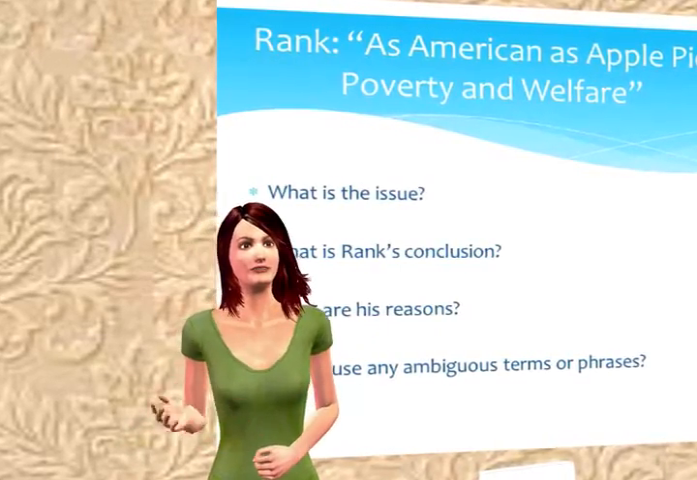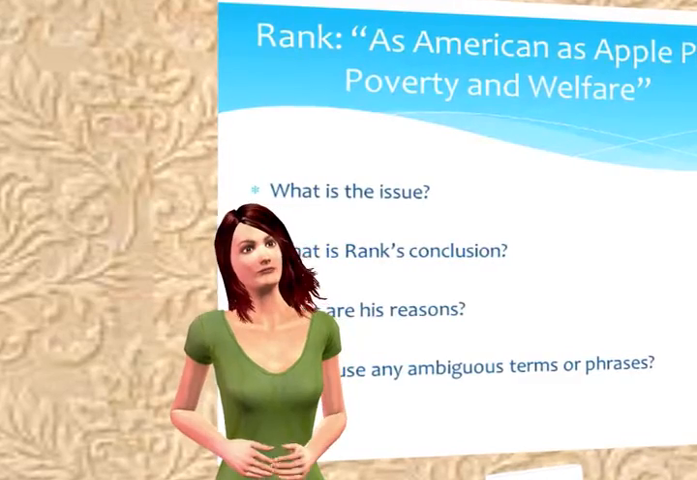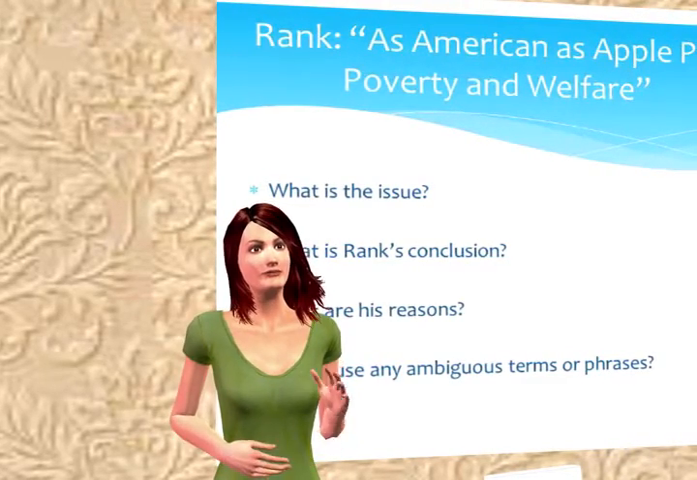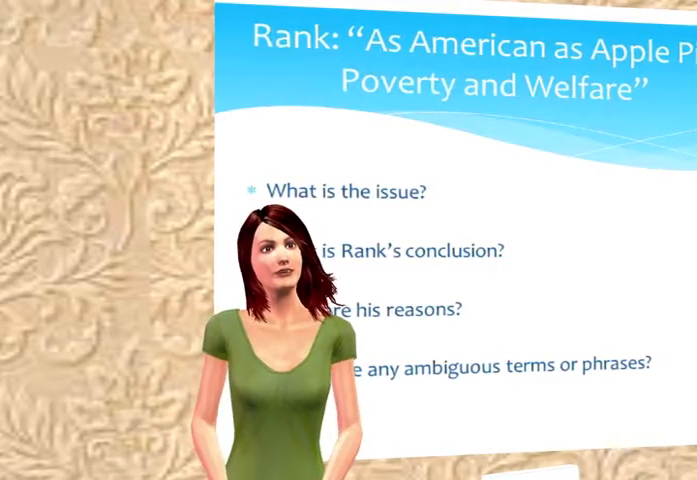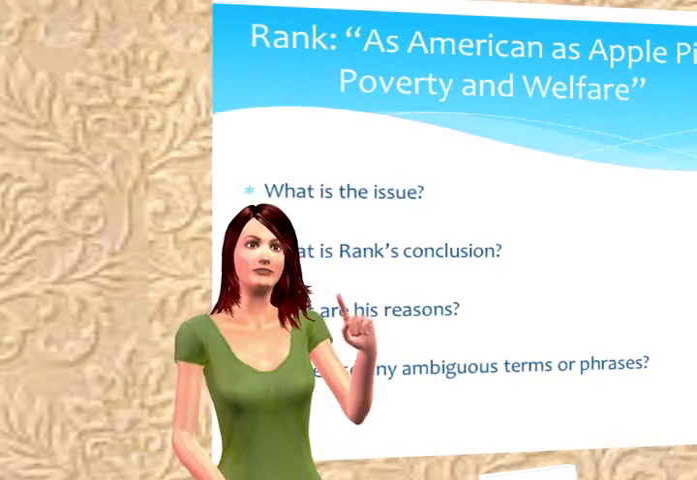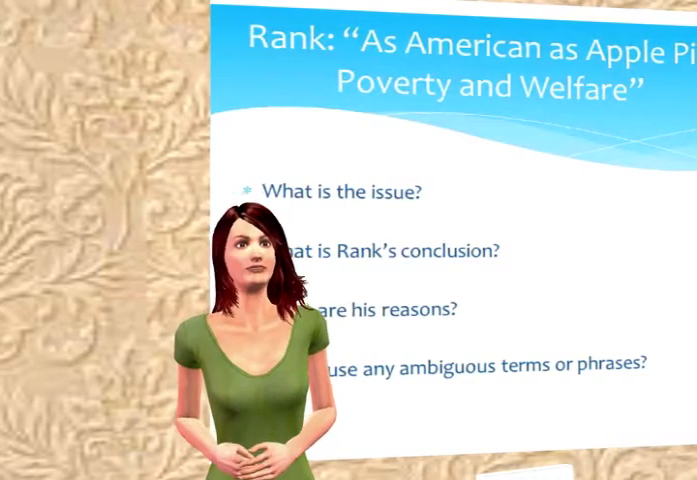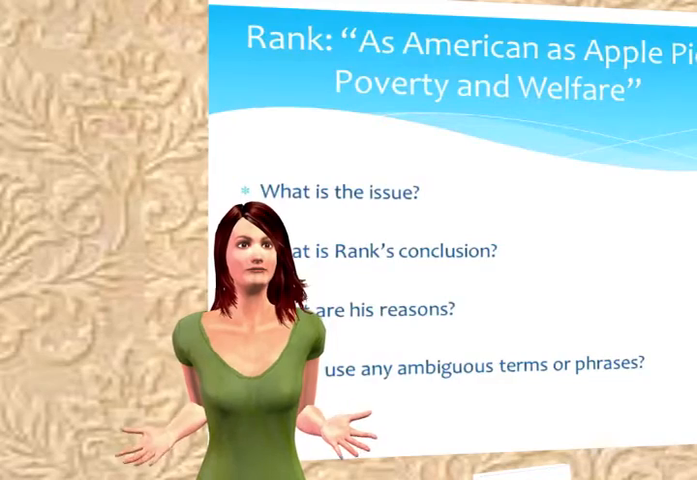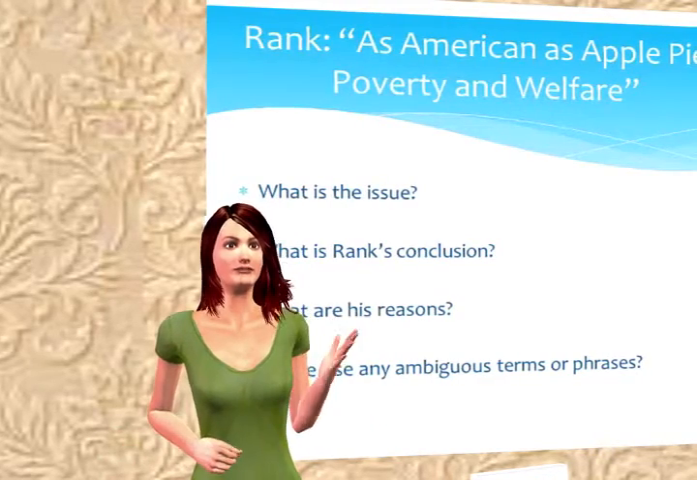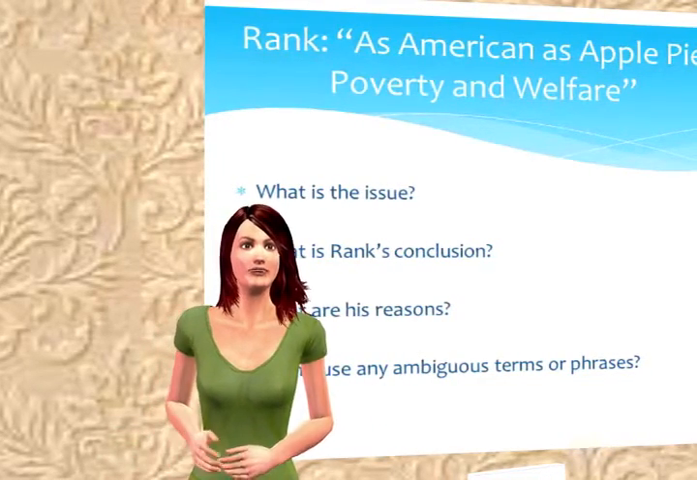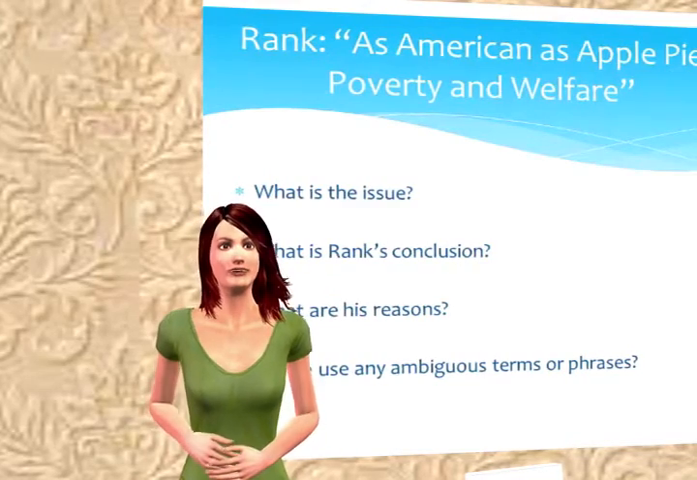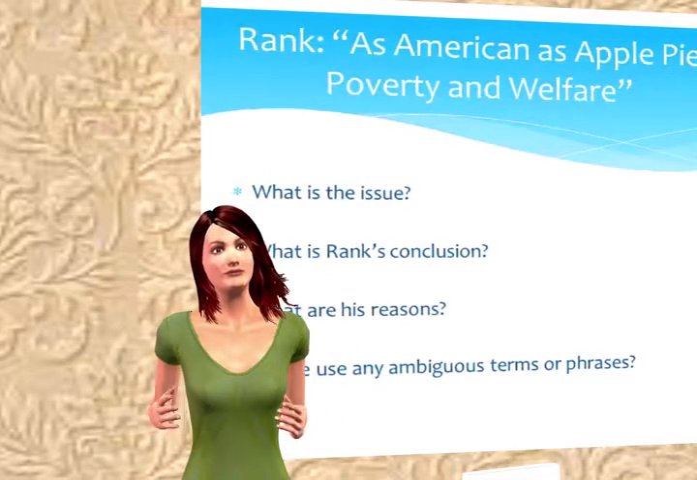tends to mean very different things than it does, say, in other parts of the world, such as sub-Saharan Africa. Now, what's interesting is rank actually does give you some contextual clues, right? We always want to look at context clues to help you understand what particular meaning or definition of poverty he's using in this article. And in this case, he's using a government definition of poverty.